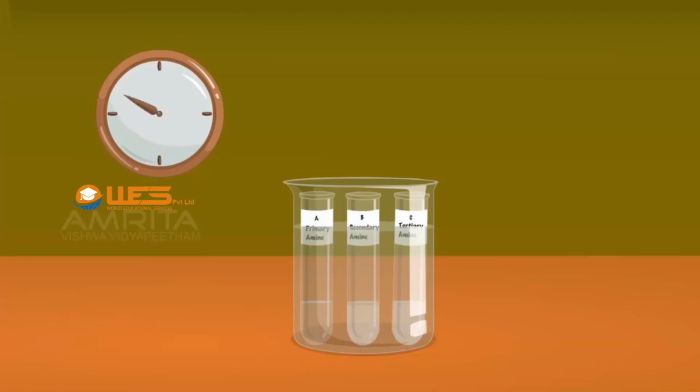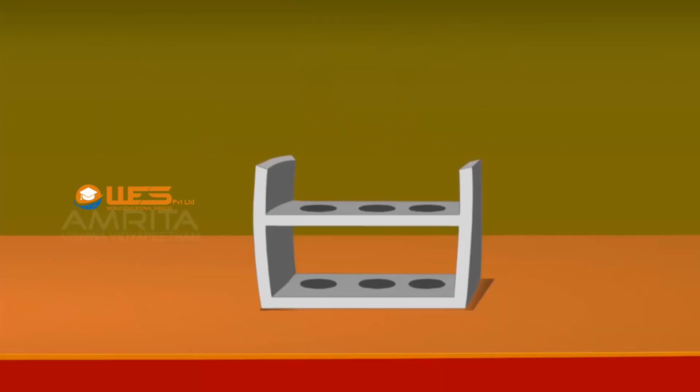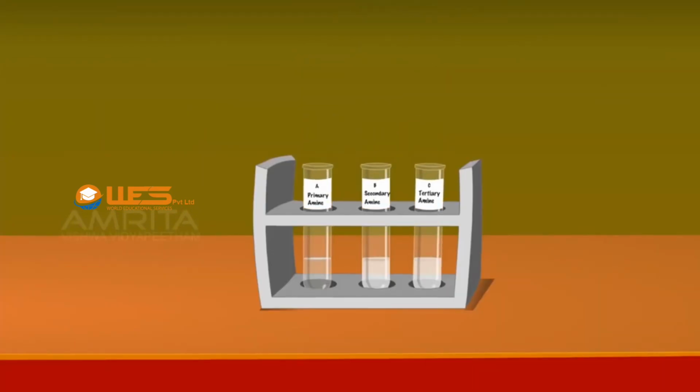Primary amine reacts with benzene sulfonyl chloride and sodium hydroxide to form a soluble sulfonamide salt. Secondary amine reacts with benzene sulfonyl chloride and sodium hydroxide to form an insoluble sulfonamide. Tertiary amine will not react with the sulfonyl chloride but is insoluble.